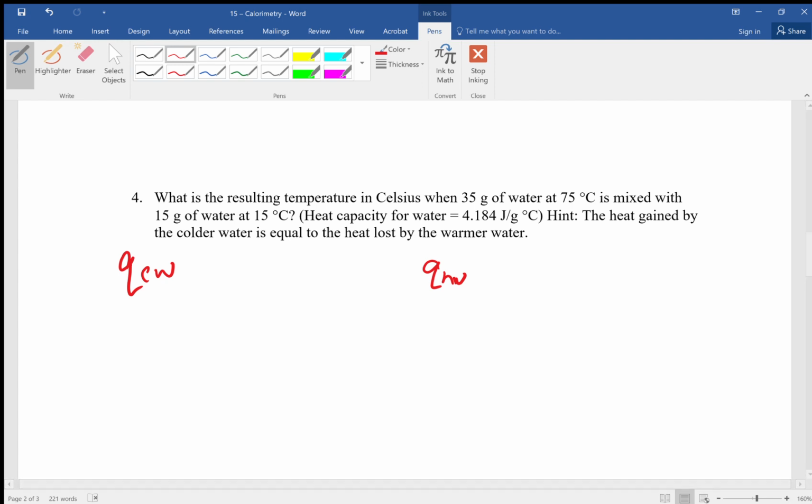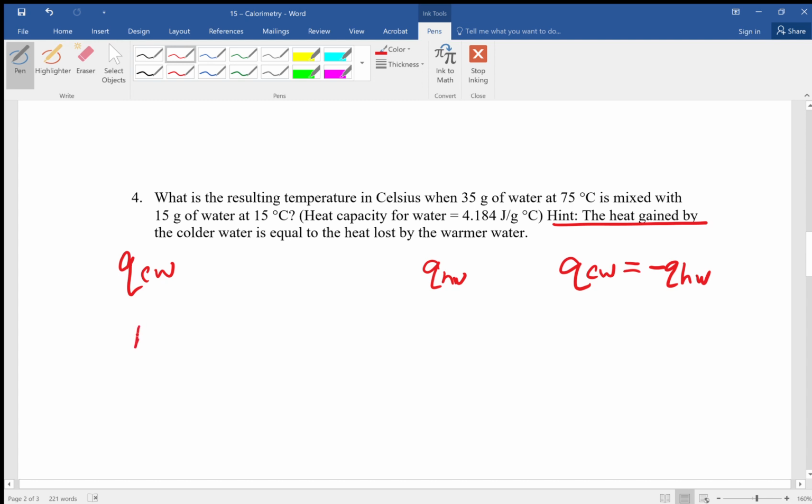But based on the assumption that we made, the heat given off by the cold water is equal to the heat lost by the warm water. The only difference here is that because one of these is gaining heat and one of them is losing heat, the signs will be opposite. So we can say the Q of the cold water is equal to the negative Q of the hot water.